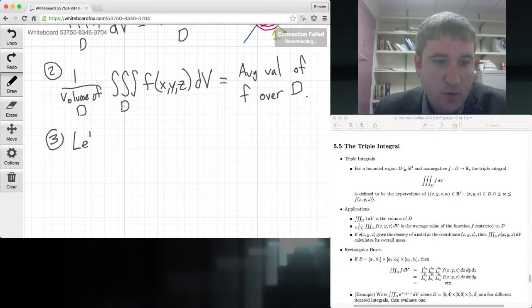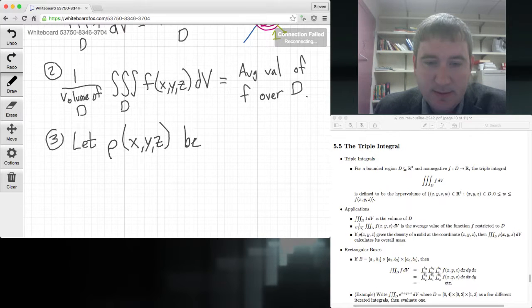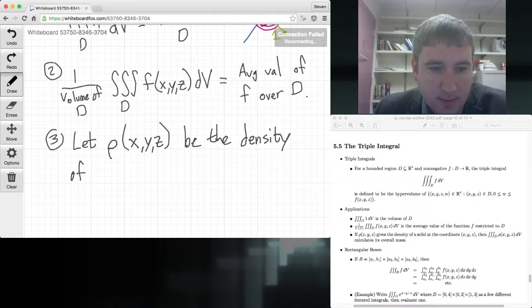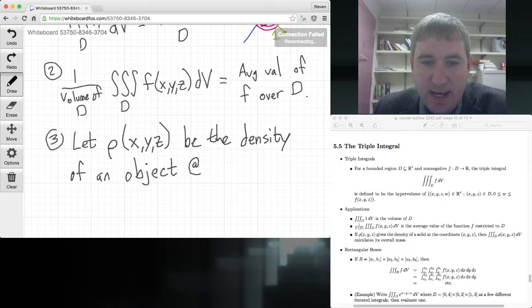Let rho, so it looks like a P, but it's actually the Greek letter rho, let rho of x, y, z be the density of the object at the point x, y, z.